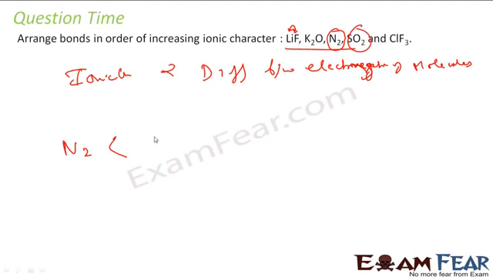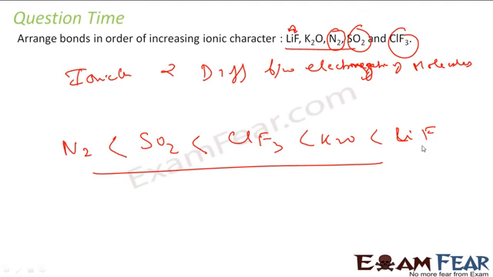Then comes SO2. Then comes ClF3. Then comes K2O, and the maximum is LiF, because in this case the difference between lithium and fluorine electronegativity is huge. So the more the difference in electronegativity of the atoms in the molecule, the more ionic the molecule will be.